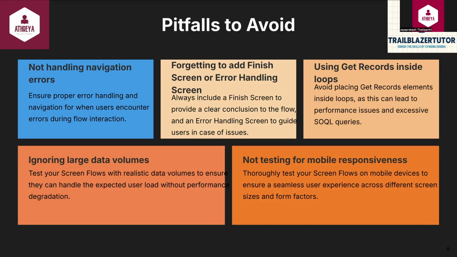One of the most common mistakes is forgetting to include a proper finish screen or error handling screen. Without these, users may be left confused or stranded if something goes wrong during the flow. Imagine a recruiter submitting a candidate form but hitting an error due to a missing field, and there is no message or navigation guidance. Always include an error handling path that displays a friendly message like something went wrong, please contact your administrator. A finish screen also helps confirm success and provides next steps. For example, candidate record created successfully, click finish to return to the home page.